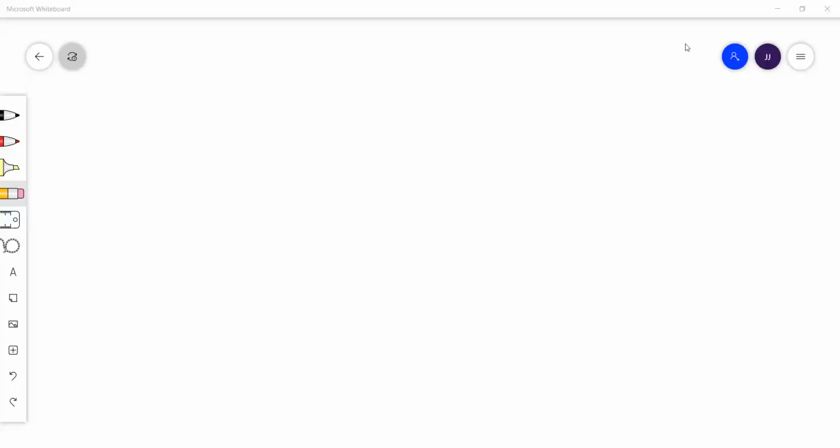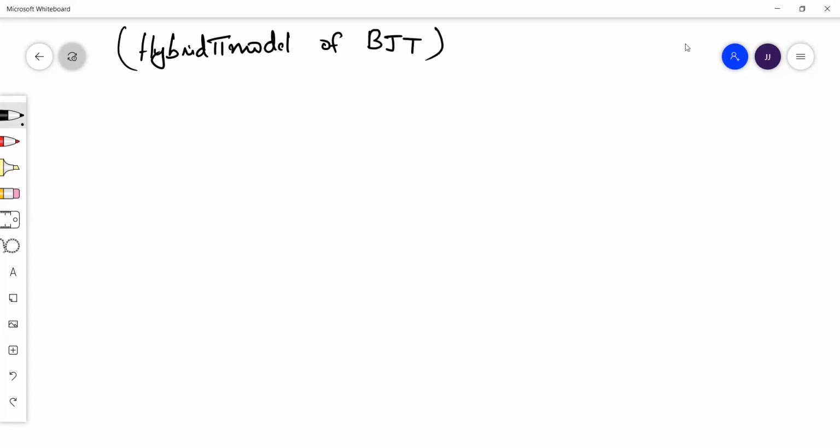Okay, so in today's class, we will move to the next section in the second module that is called hybrid pi model. Hybrid pi model of BJT.